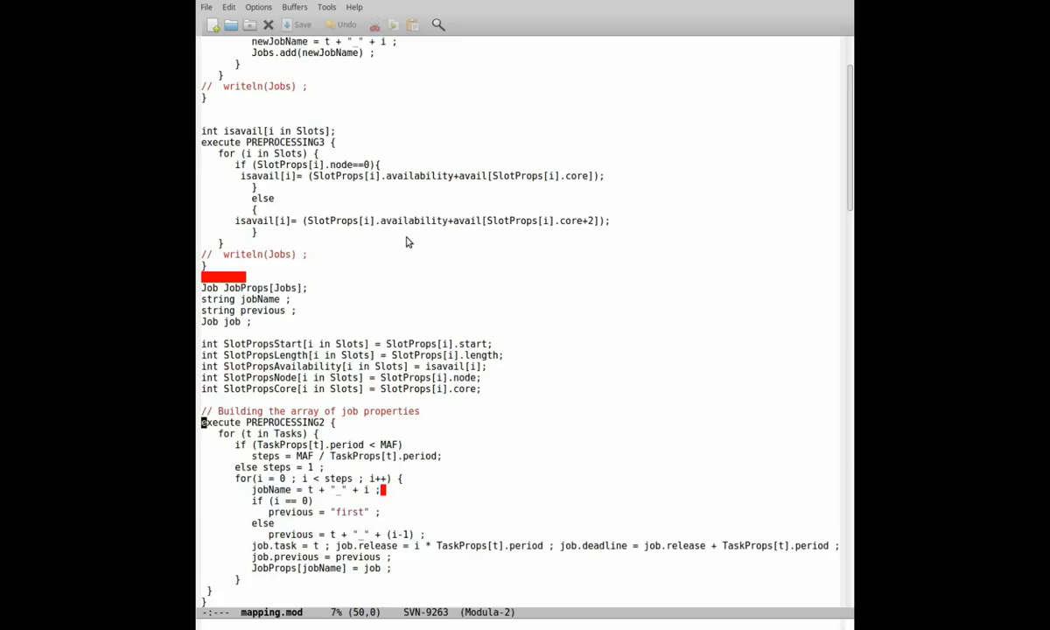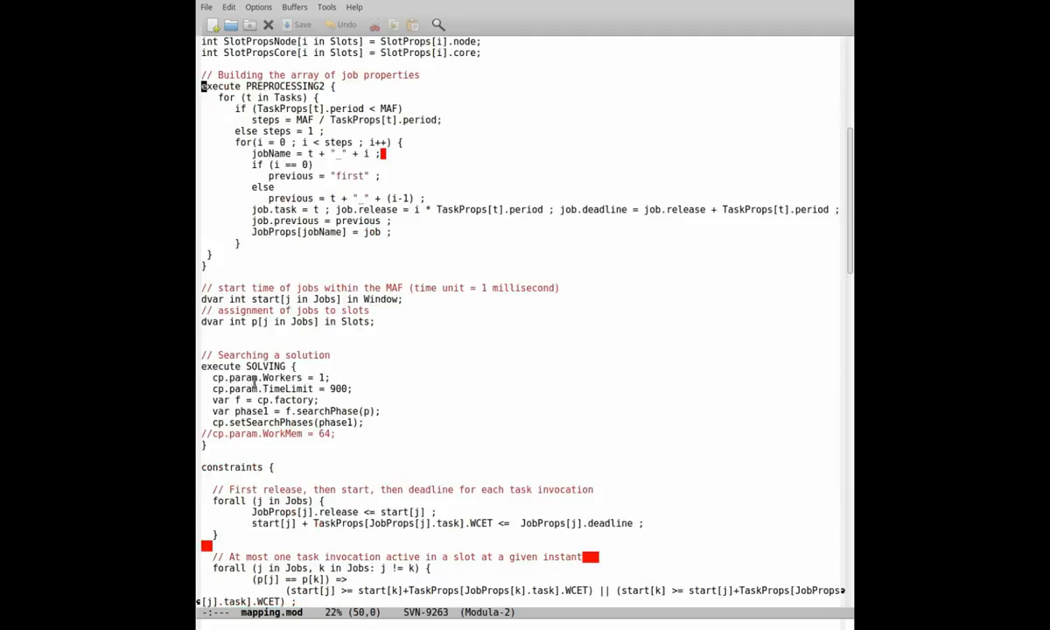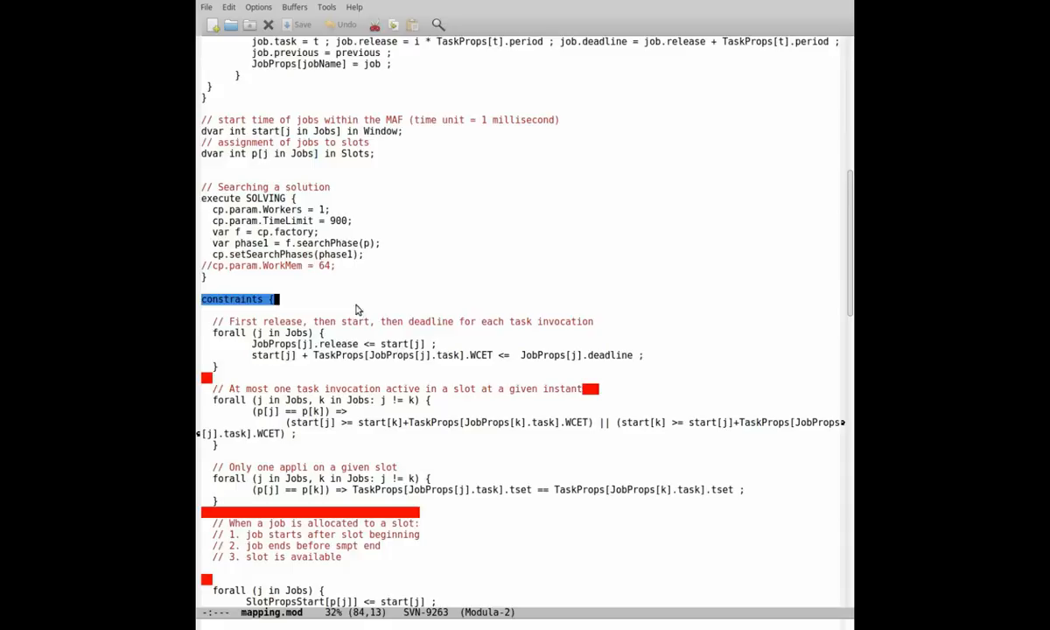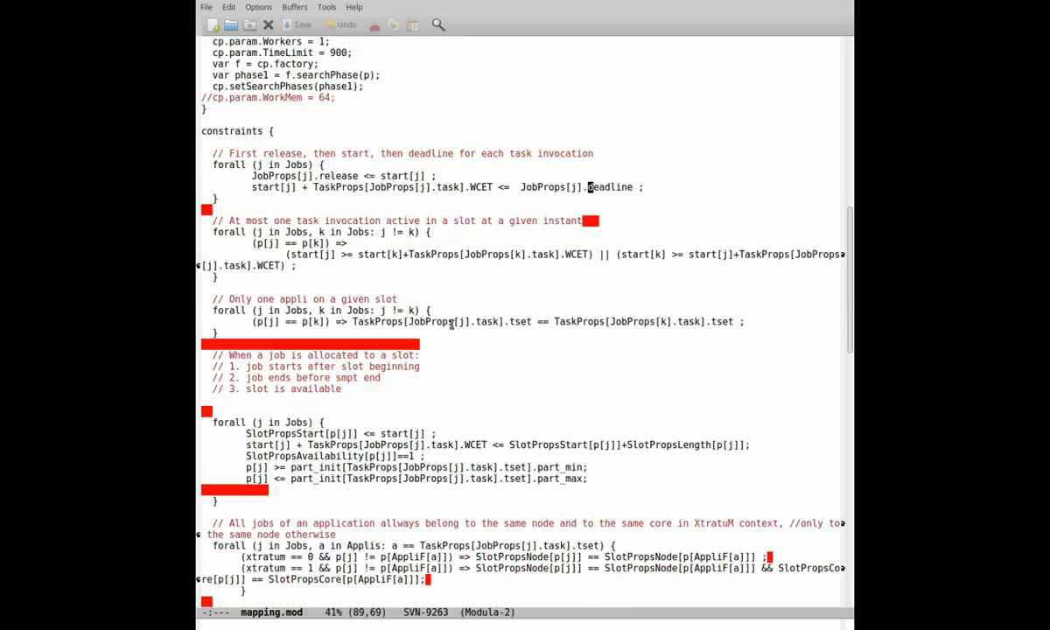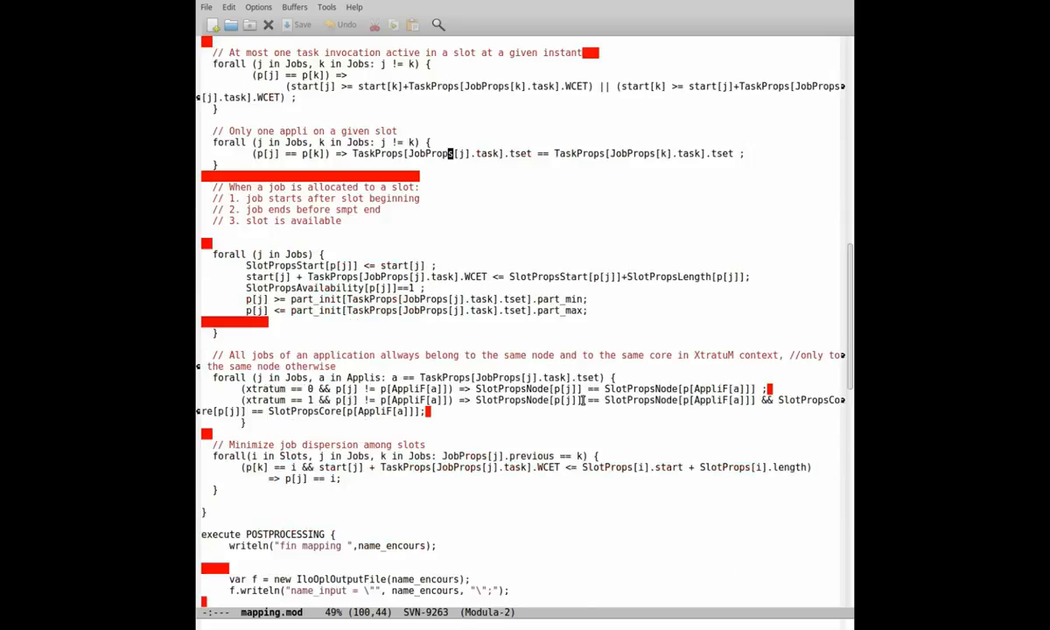In the OPL code, the list of jobs on the MAC is pre-computed and two decision variables must be found. Start indicates when a job starts while P indicates in which partition. The constraints stipulate, for instance, that a job must execute between its release and deadline. Only one application can use a partition.